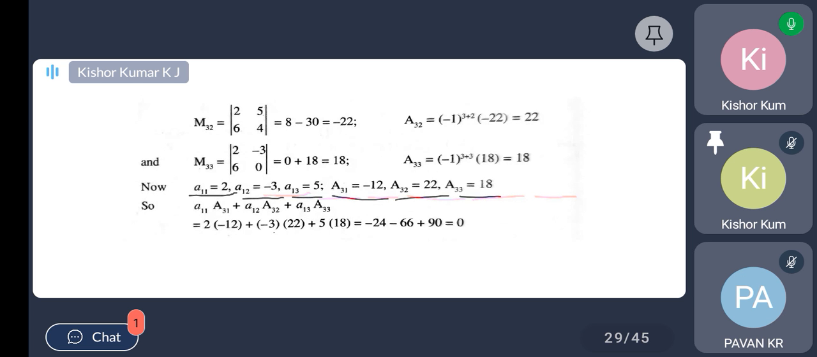After considering the equation, replace the values you have there. When you have replaced the values, you will get minus 24, minus 66, plus 90. So it will be minus 90 plus 90, and it is equal to 0. So we have verified that the LHS is equal to the RHS. Whatever LHS value you substituted there, we have got the RHS as 0. So that's the complete problem.